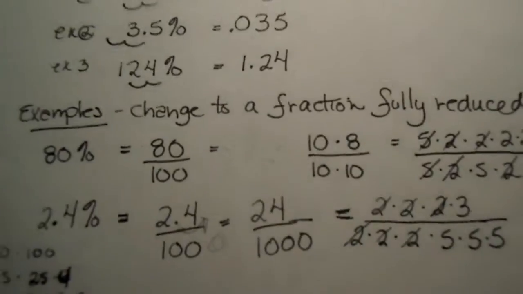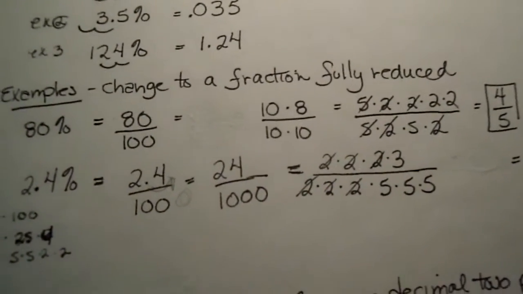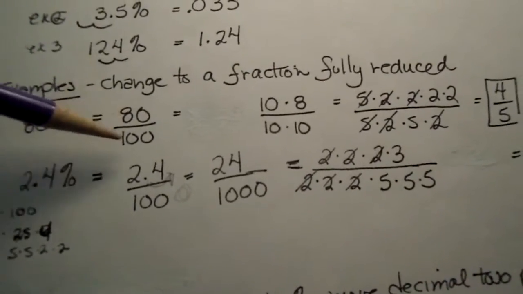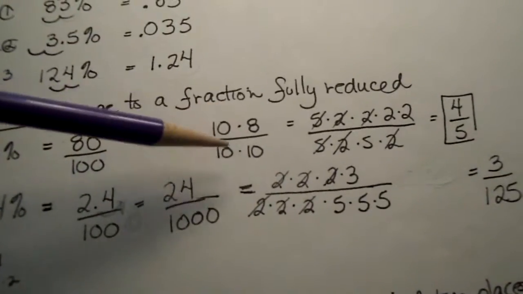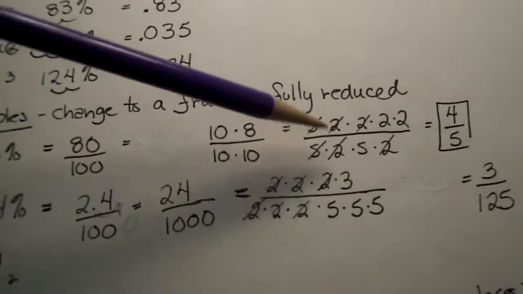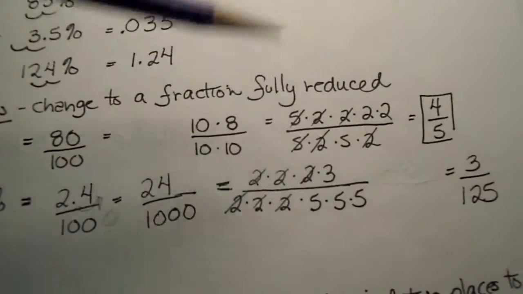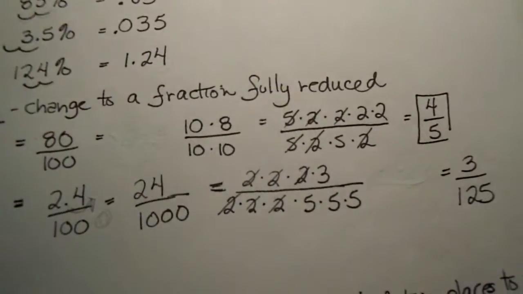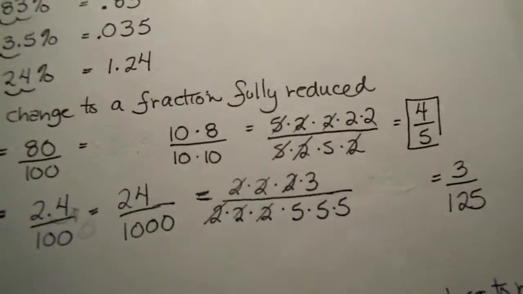Now sometimes we might want to change to a fraction that is fully reduced. So let's see how we go about doing that. I have 80%. 80% is the same as saying 80 out of 100. Well, if I take 80 out of 100, that's the same as saying 10 times 8 over 10 times 10. And if I break that down into the prime factors, it's 5 times 2 times 2 times 2 times 2 over 5 times 2 times 5 times 2. I can cancel out the 5s, the 2s, and the 2s because those factor out to 1. I'm left with 2 times 2, which is 4 over 5.